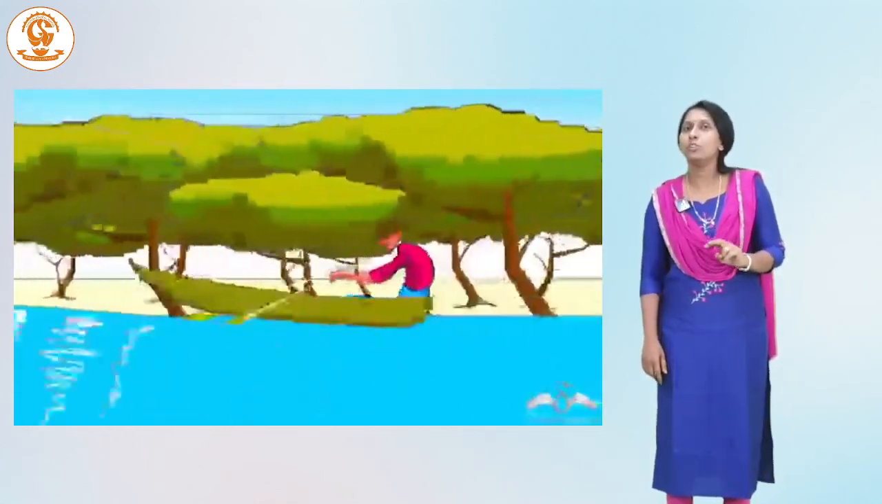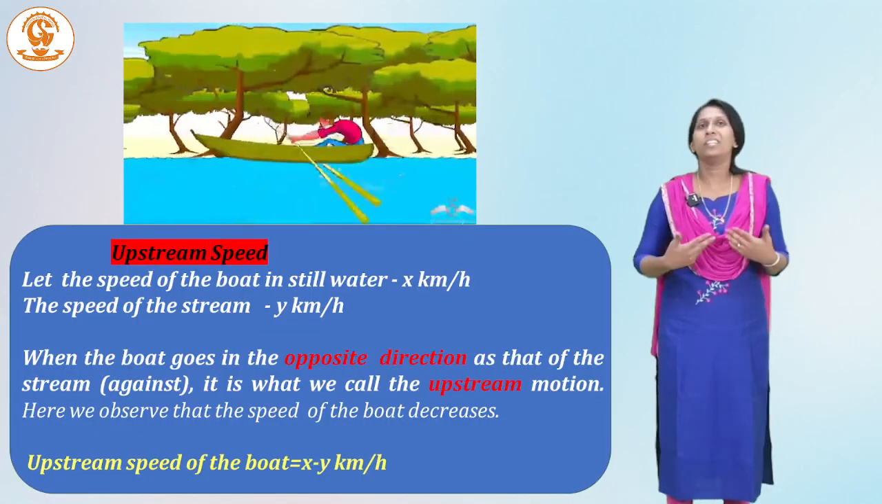So two new words we discussed today. What are those two words? Upstream and downstream. Upstream means the boat is moving against the stream, and downstream means the boat is moving with the stream. Now let's discuss, when he is in upstream motion, what is the speed?